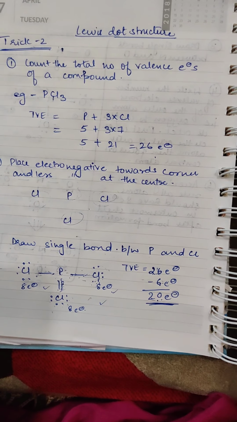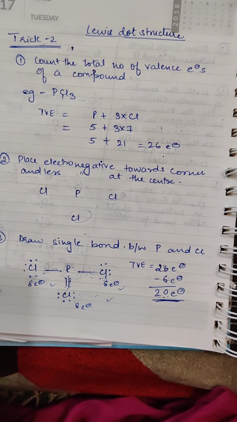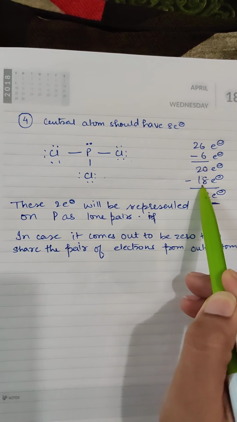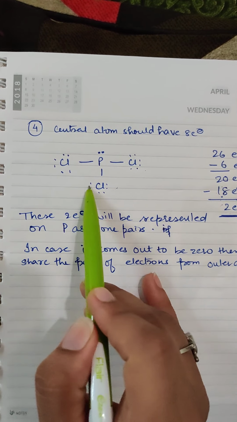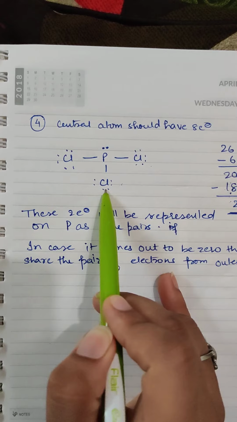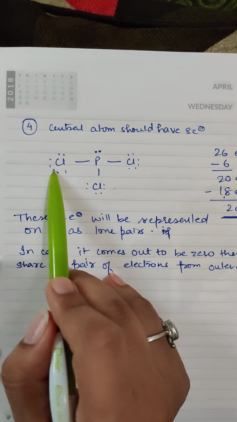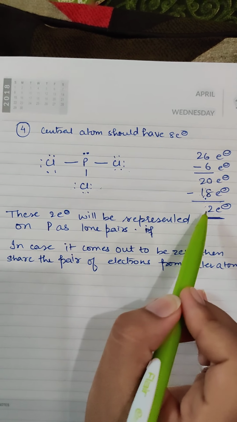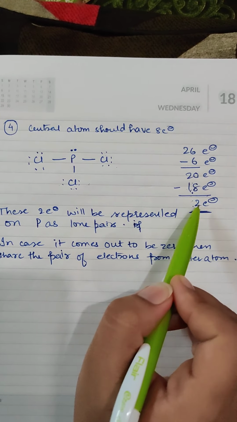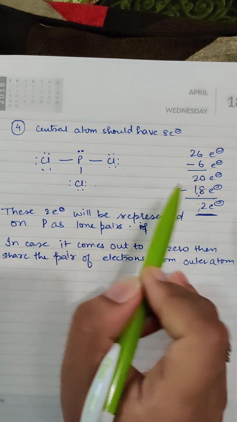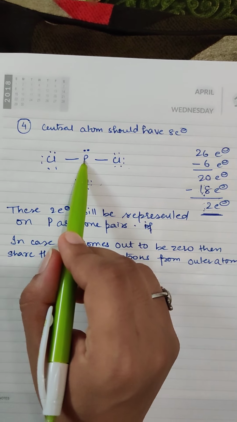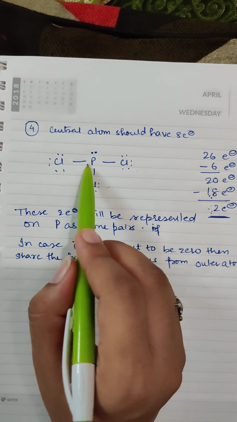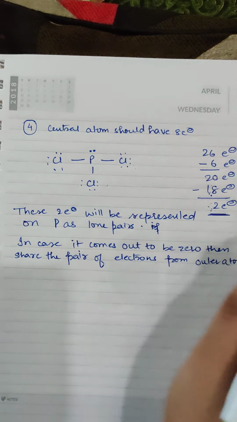After placing these electrons, I see that out of 20 electrons, 18 are already used up. We can see it on the chlorine atoms. Each chlorine has 6 electrons, so 3 sixes are 18. Out of 20, 18 electrons are used and I am left with 2 electrons. These 2 electrons we will place on the central atom. I hope it is clear. The remaining electrons will always be placed on the central atom.